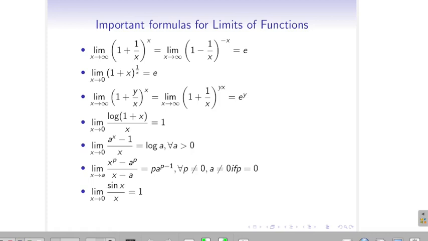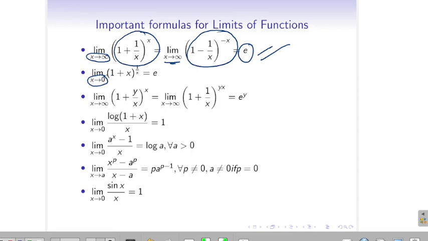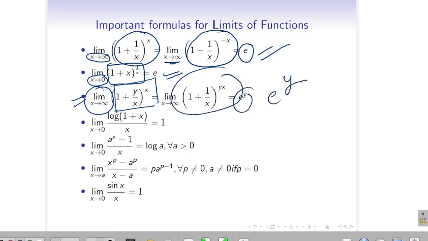Now let's look at some formulas, very basic limits which we many times use in the questions, which make our work easy. The first one, be careful about the limit mentioned here. Here x tends to infinity, (1 plus 1 by x) to the power x, or you can replace x by minus x, but the limit should be infinity. Then the answer will always be e. Next, the limit is x tends to 0 and the function is (1 plus x) to the power 1 by x, then again the answer will be e. Now there is a more generalized form for this infinite limit, which is the limit as x tends to infinity of (1 plus y by x) to the power x, then the answer will be e to the power y. This is the general form.